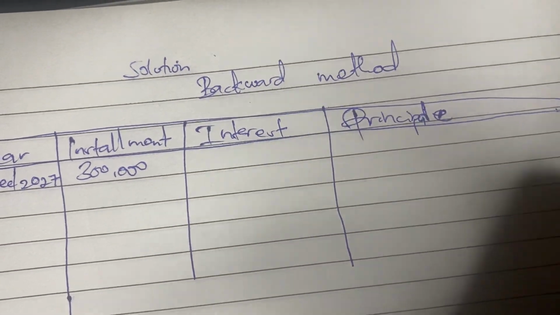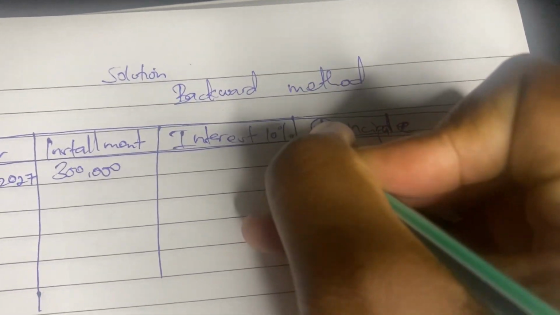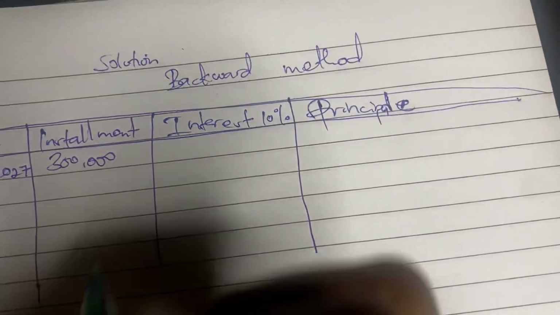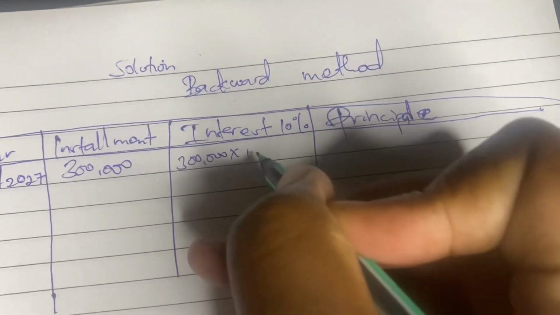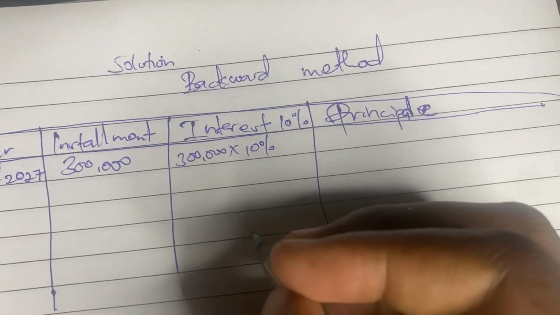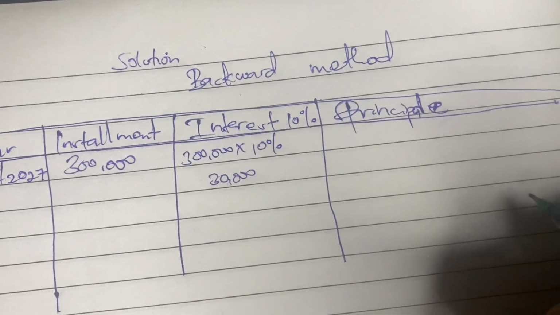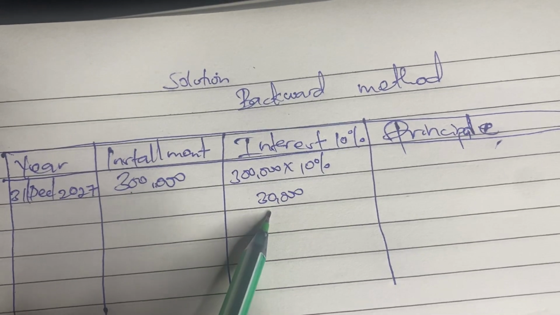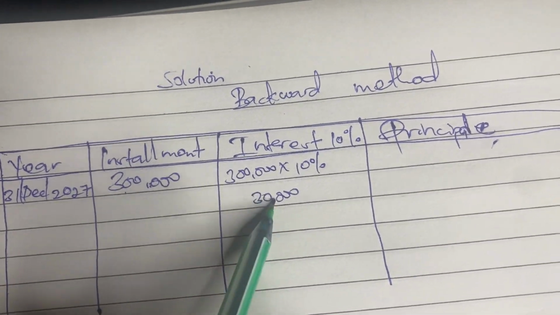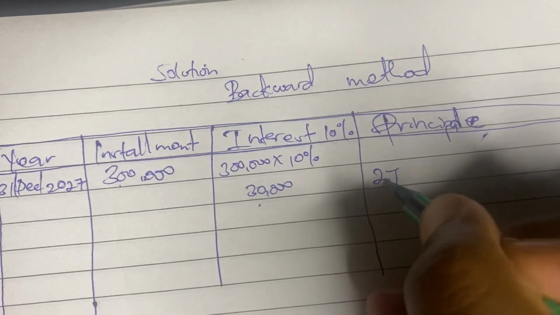How do we get the interest? They told us, according to the question, the interest is 10% per annum. So we are going to get 300k times 10%. What we get is 30,000. That's the interest. So how do we get the principal? Installment minus the interest, we get the principal. So this minus this, we get 270.